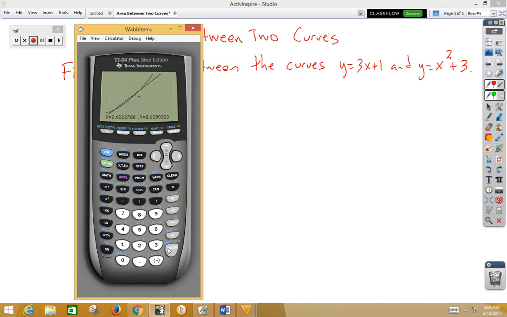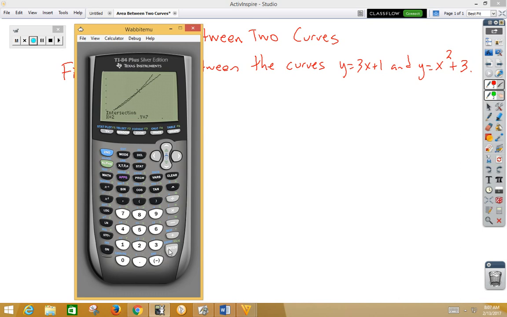Now we want to find the intersect points. To find them, we go to second trace for our calc menu, and we'll use option 5, which is intersect. It says first curve. Since it's over here, let's do the rightmost curve first. We want to be a little bit to the left of that intersect point, and hit enter. Then we want to move definitely to the right past it, so we've got this thing surrounded. Hit enter. And then we don't want to guess. We want to let the calculator do the work for us. Notice we get an intersect of x is 2 and y is 7.